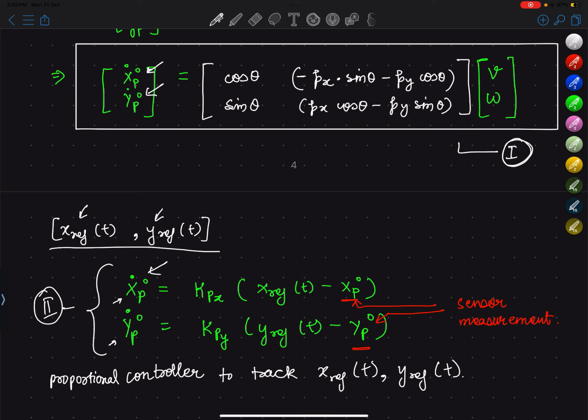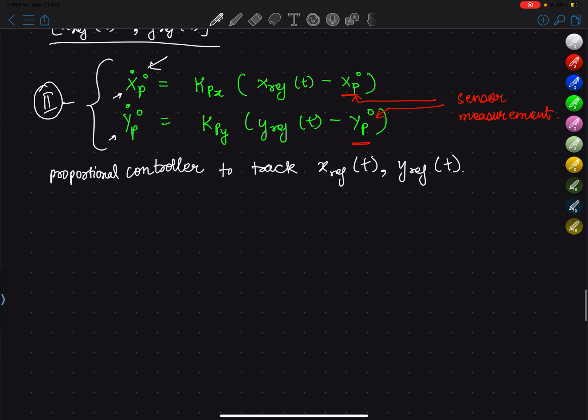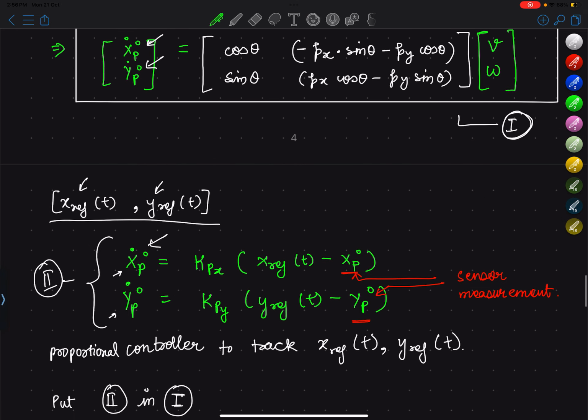Now let's put this controller, equation 2, in equation 1. If we give this as a controller, what will happen? We'll place this here.